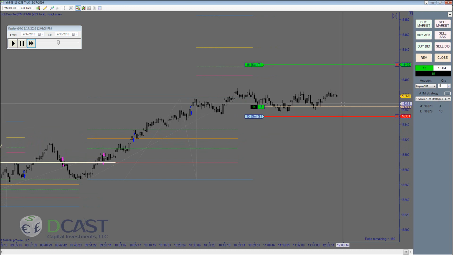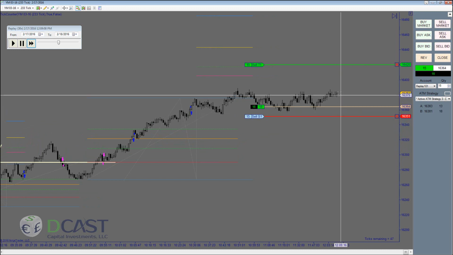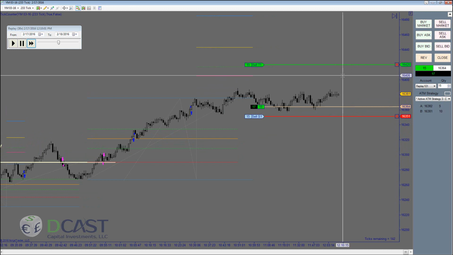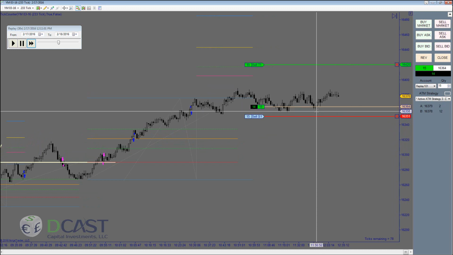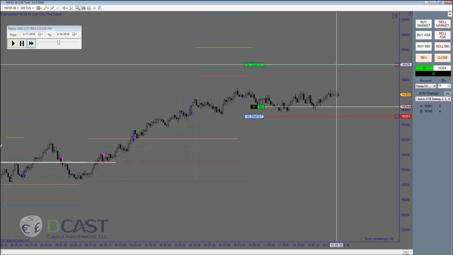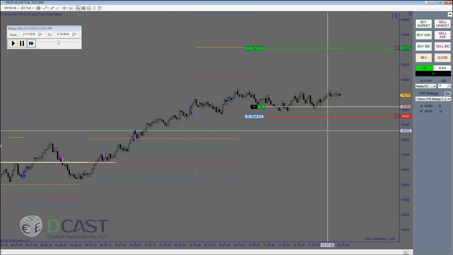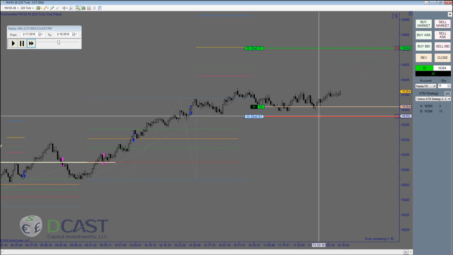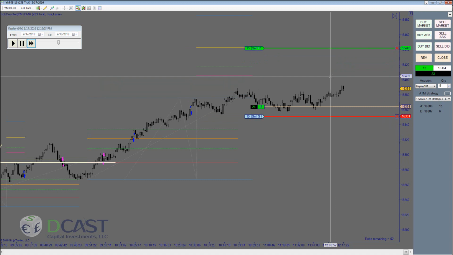And our trailing mechanism has not changed. We want to see price hit this 127 area so we can then fib out the swing and get to a position where we can lock in profit. So we're going from a position of still having some risk to a position of locking in some profit all in one move here.